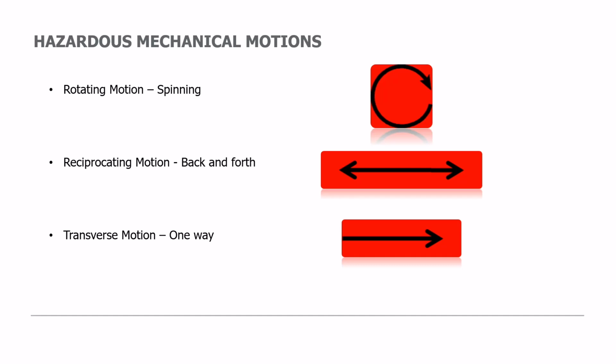Then, of course, you get the reciprocating motion. Once again, that's going to be a back and forth type of motion. And then, of course, you get the transverse motion. In other words, it only goes one way. Those are the three types of mechanical motions that a person may experience in the workplace.